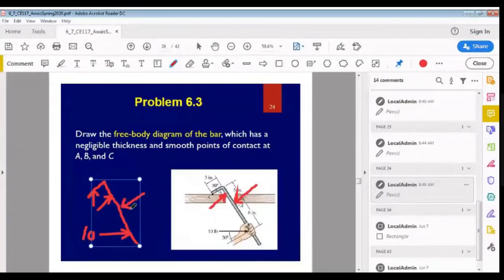So this I can call RA. This I can call RB. And I can call this force RC. So this is the free body diagram of this bar, in which I have shown the applied loads as well as the reaction forces.